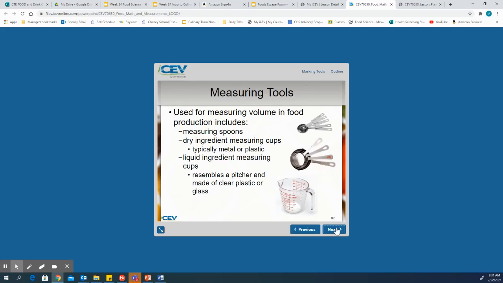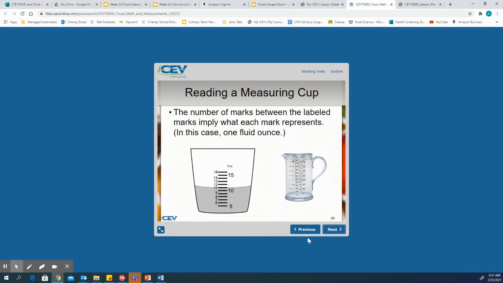So when we're talking about measuring volume, we're going to be using things like measuring spoons, dry measuring cups, and liquid measuring cups. This is going to be your first lab in class, as you're going to be practicing measuring with all of these different tools. We're also going to learn how to read a measuring cup. The number of marks between the labeled marks imply what each mark represents. So this one, we're going to be looking at fluid ounces, but you have probably used it when talking about cups, like a quarter of a cup, an eighth of a cup, that kind of thing.